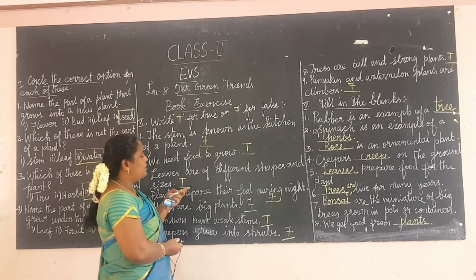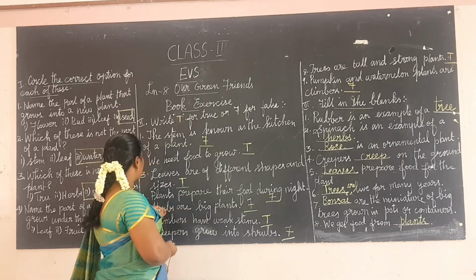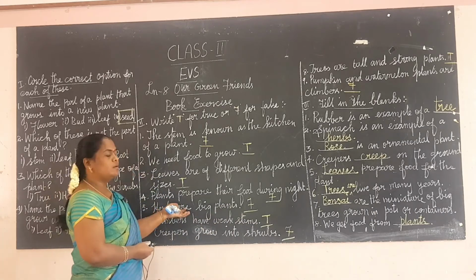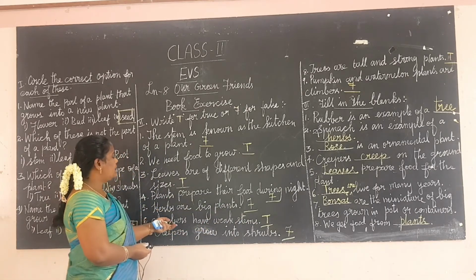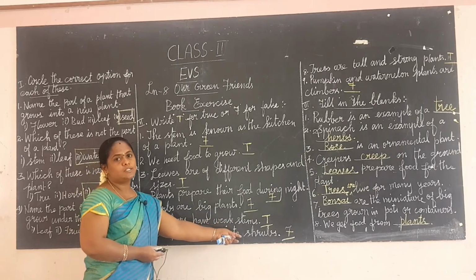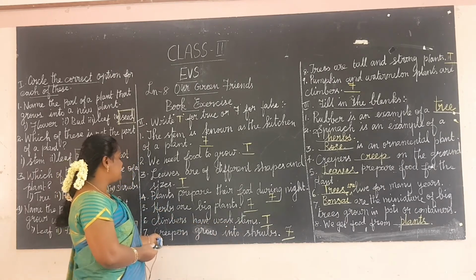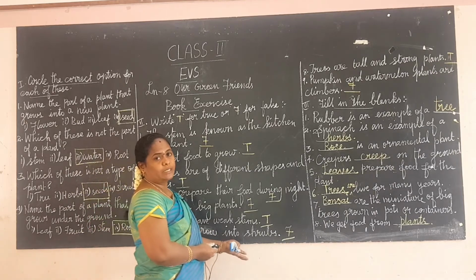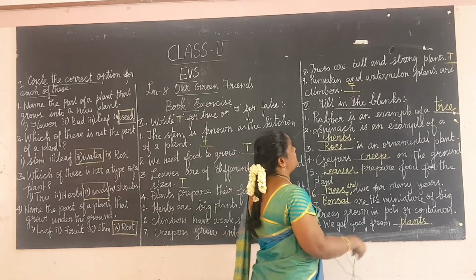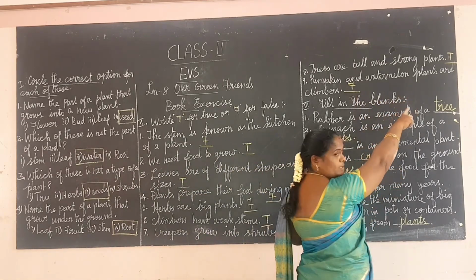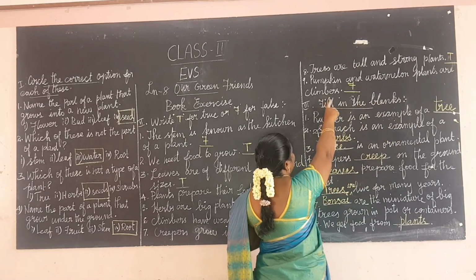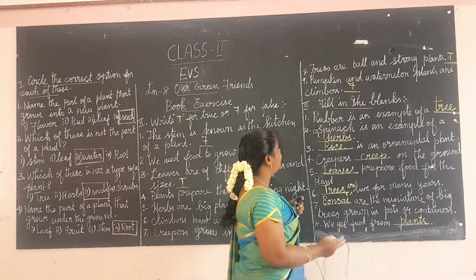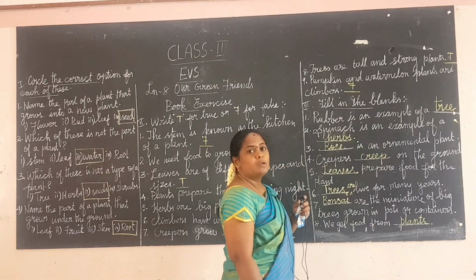Plants prepare their food during daytime. Herbs are big plants. So this is false. Herbs are small plants. Climbers have weak stems. So this is true. Creepers grow into shrubs. So this is false. Creepers creep on the ground. And then trees are tall and strong plants. So this is true. And then pumpkin and watermelon plants are climbers. So this is false. Pumpkin and watermelon plants are creepers.